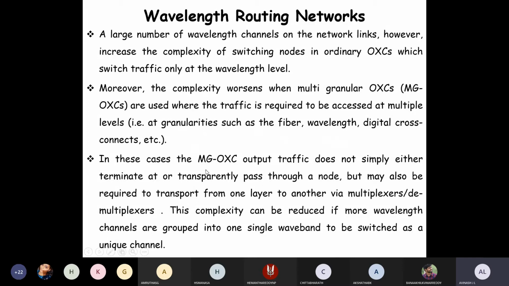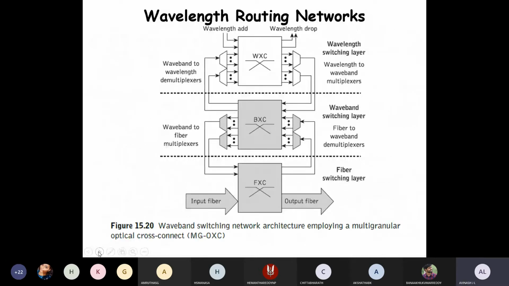In these cases, the multi-granular optical cross connect output traffic does not simply either terminate at or transparently pass through a node, but may also be required to transport from one layer to another via a multiplexer or demultiplexer. Now we can see that there is a diagram in the wavelength routing networks: the waveband switching network architecture employing the multi-granular optical cross connect.